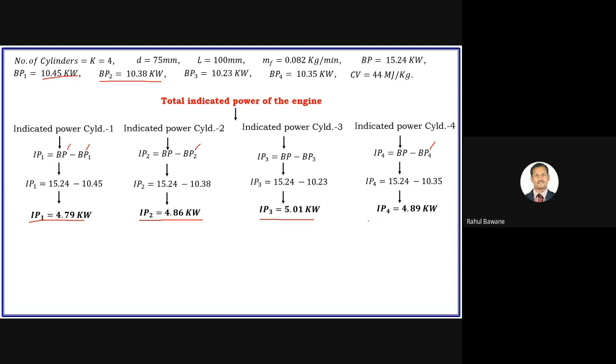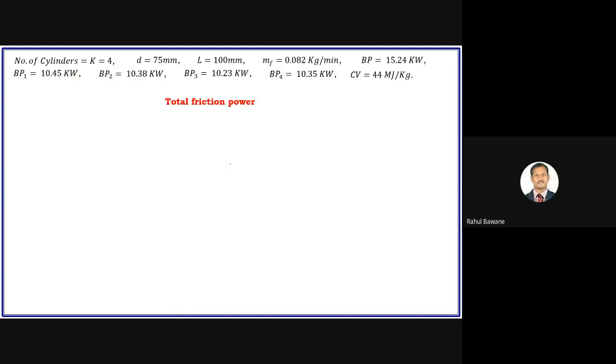Now we know the indicated power of each cylinder, and there are 4 cylinders. So if I add all these IPs, I get the indicated power with all cylinders working. That is 19.55. So brake power when all cylinders are working is 15.24, and indicated power when all cylinders are working is 19.55. Now how to calculate friction power? Friction power is IP minus BP. IP we just calculated, and BP is given as 15.24. So friction power is 4.31 kilowatt.